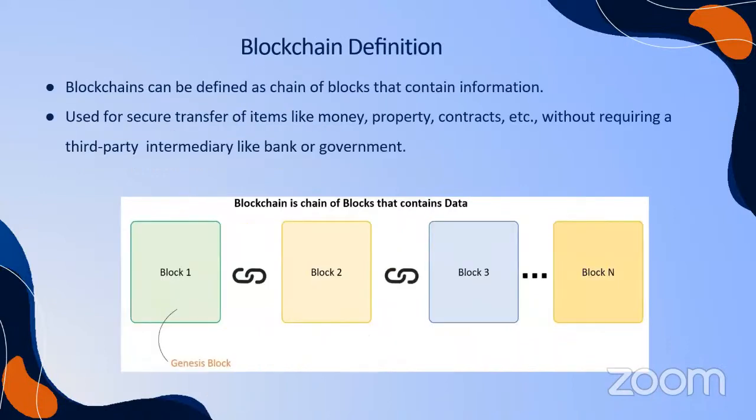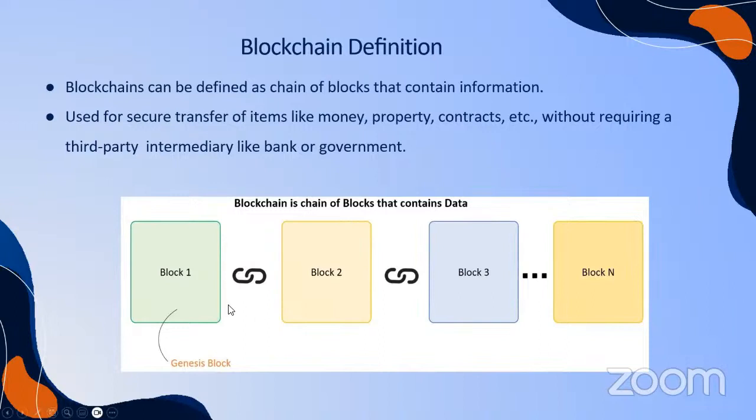First, we have discussed the blockchain, and after that we discussed the proof of work attack. In the blockchain definition, a blockchain can be defined as a chain of blocks that contain information, used to secure items like money, property, contracts, assets, and music, without requiring a third-party intermediary like a bank or government.